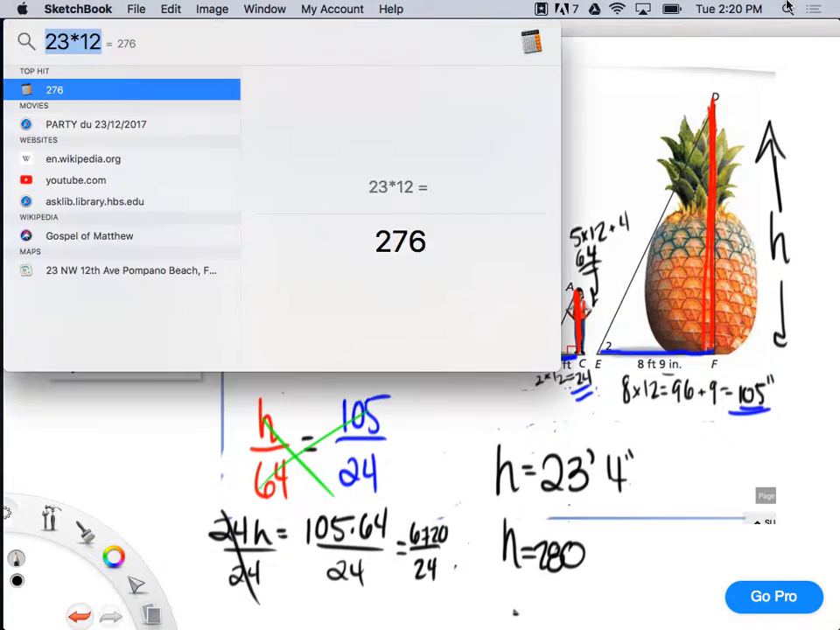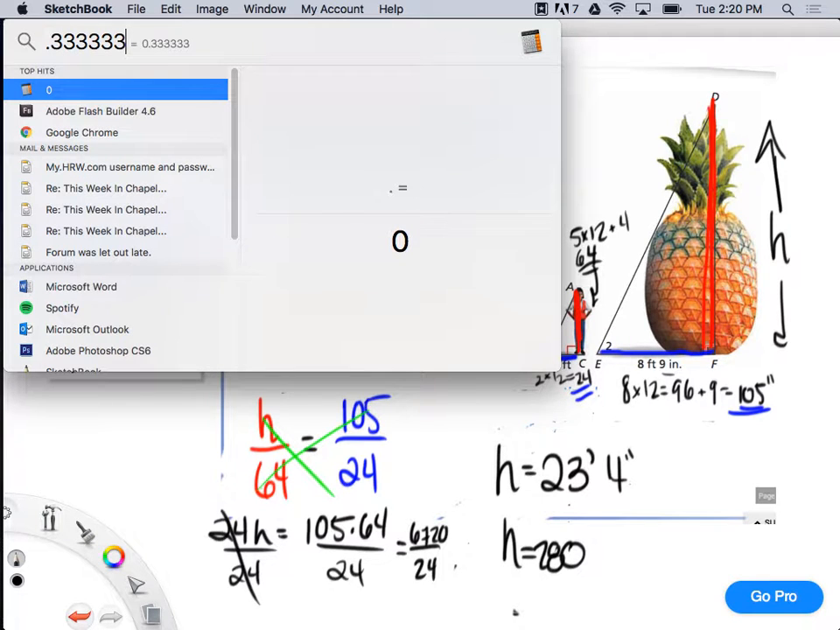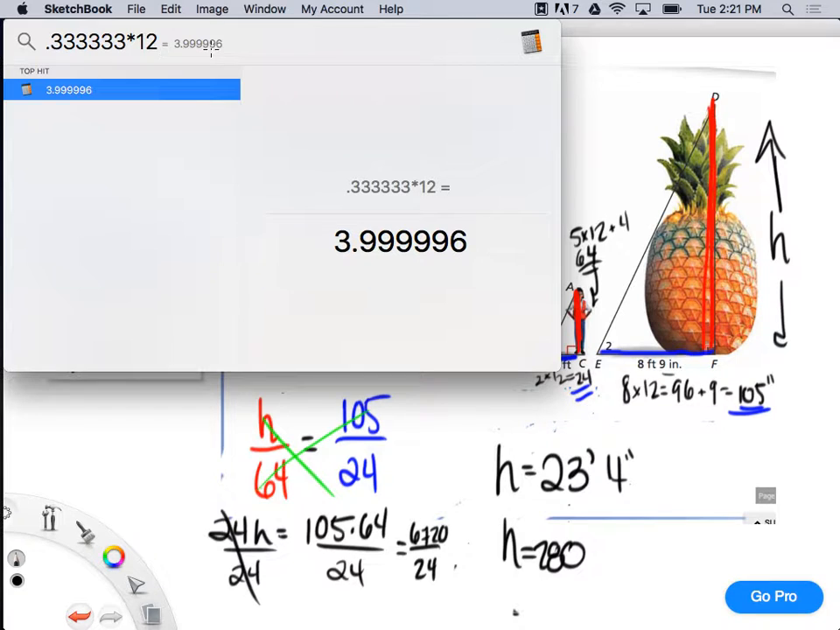Wait, did you get 23? Because I did 280 divided by 12, and I got 23.333, right? But I have to figure out how many inches it is. Because you're converting it to feet again. Yeah, converting it to feet. So I divide by 12, and I get 23.3333. And then I take the leftover, the decimal, which is 0.3333, and I multiply that by 12. Does that make sense? And that gives me basically 4 inches.